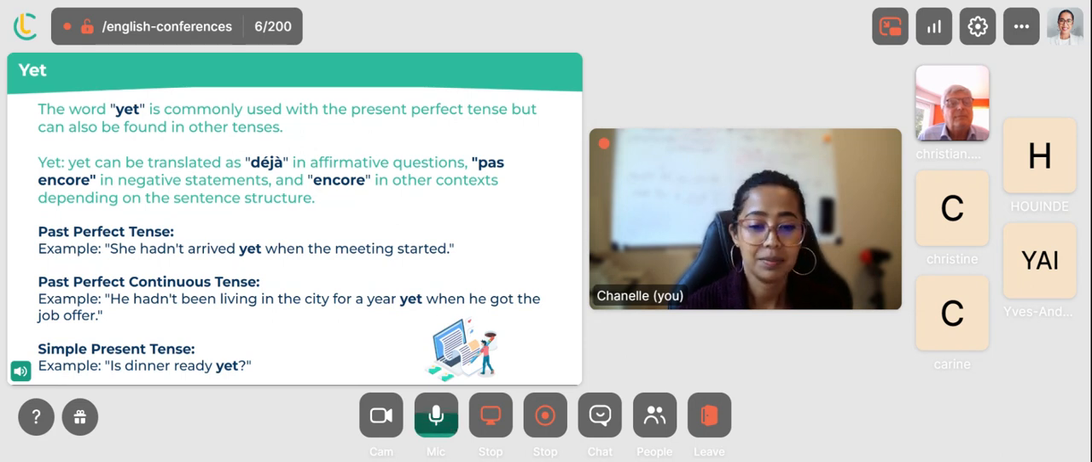For example, she hadn't arrived yet when the meeting started. For the past perfect continuous tense, he hadn't been living in the city for a year yet when he got the job offer. And for the simple present tense, is dinner ready yet?